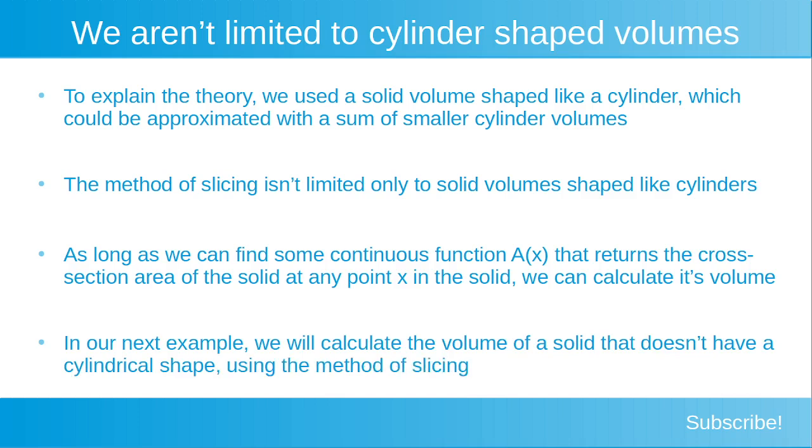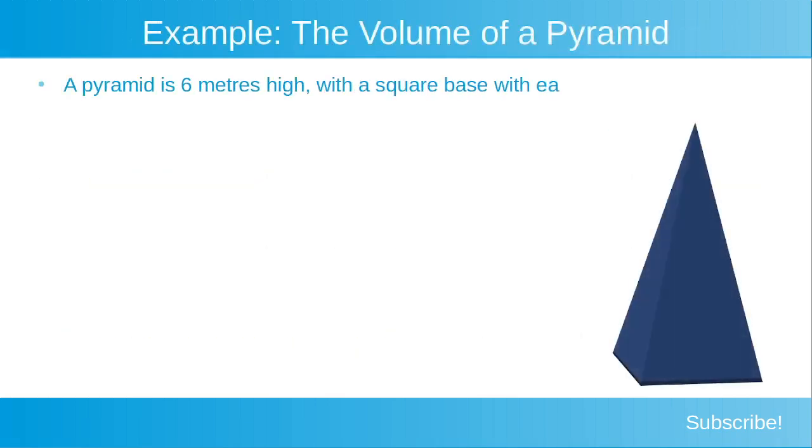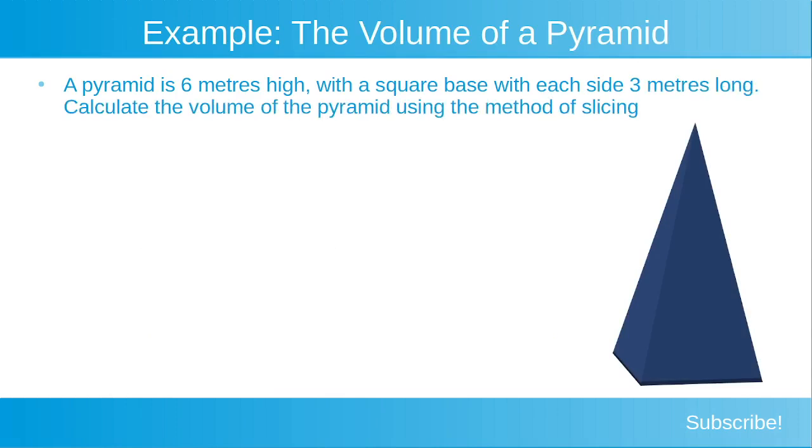In our next example, we're going to calculate the volume of a solid that does not have a cylindrical shape, using this method of slicing and integration. So here we have our example problem and solution using the method of slicing and integration. We want to calculate the volume of a pyramid. The pyramid is 6 meters high with a square base with each side 3 meters long. And we want to calculate the volume of the pyramid using the method of slicing.